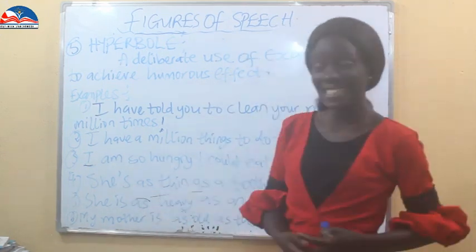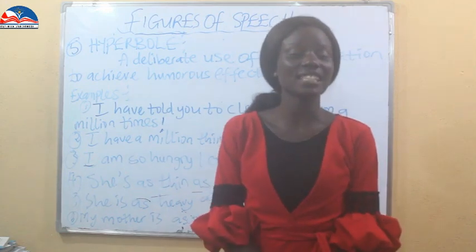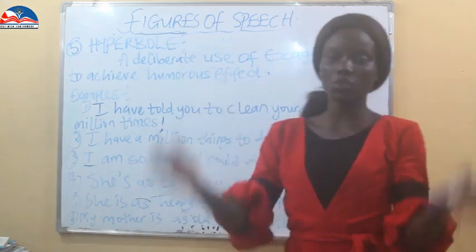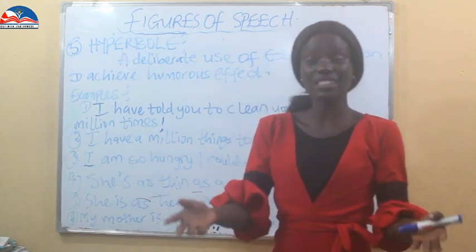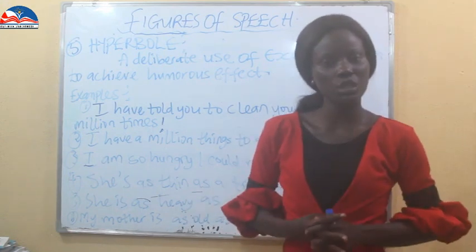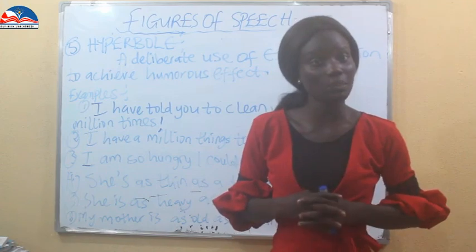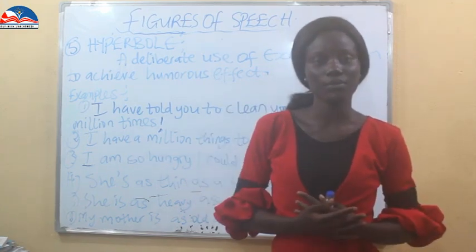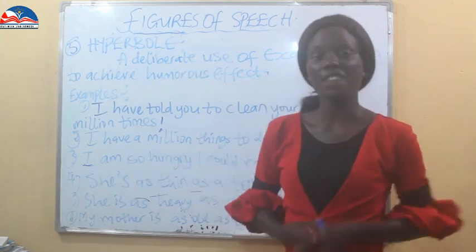She is as thin as a toothpick. Maybe you're trying to describe someone, how slim the person is. You're not saying the person is as slim as a what? As thin as what? A toothpick. How is it possible for someone to be as thin as a toothpick? Exaggeration. Exaggeration to cause what? Numerous effects.